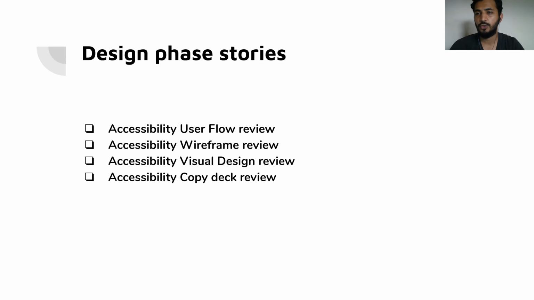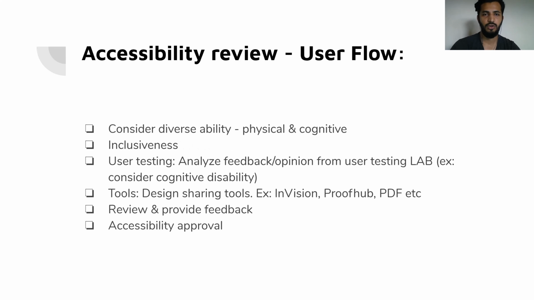Moving to design phase stories, typically design phase stories include a user flow, a wireframe, a visual design, and a copy deck. Now, accessibility has a part to play in all four of these stories. Let's talk about the first one, user flow. What is it that accessibility can do during a user flow? First thing they can do is evaluate the content to make sure that it is as inclusive as possible, because we are considering physical disabilities and cognitive disabilities.